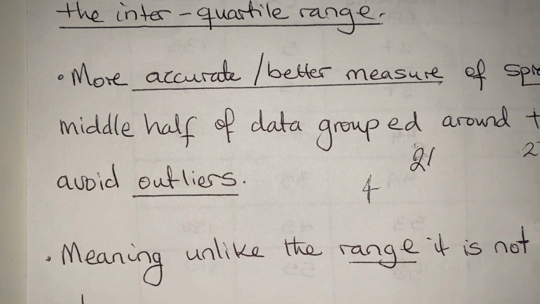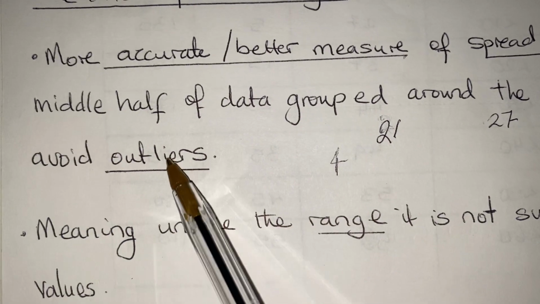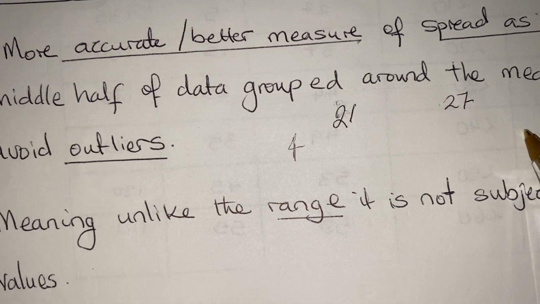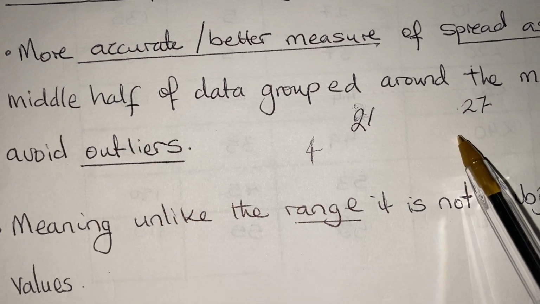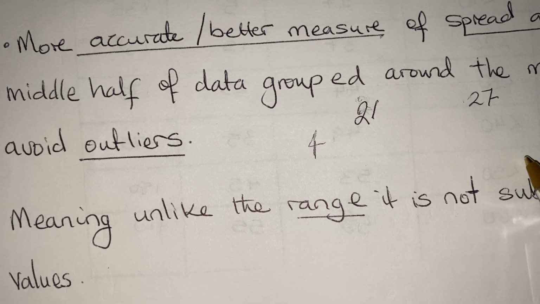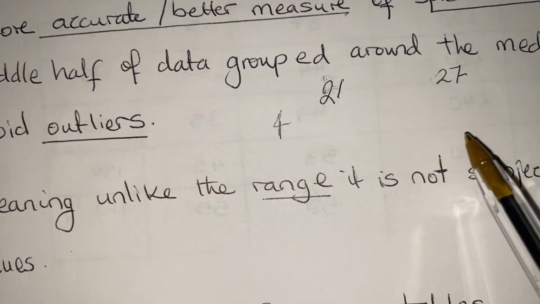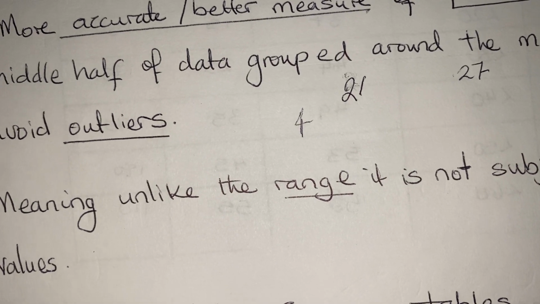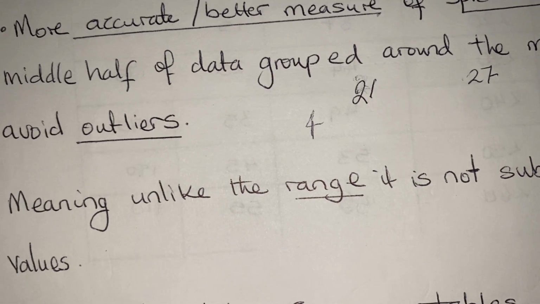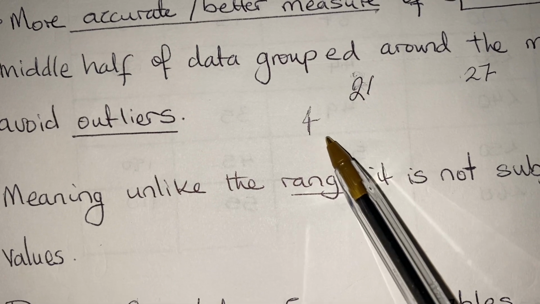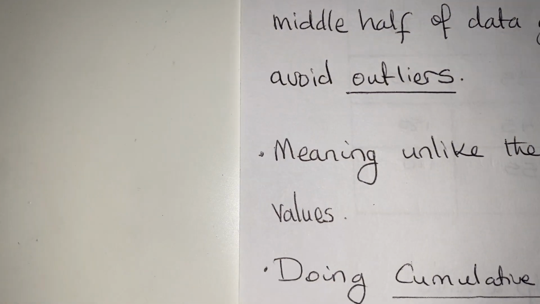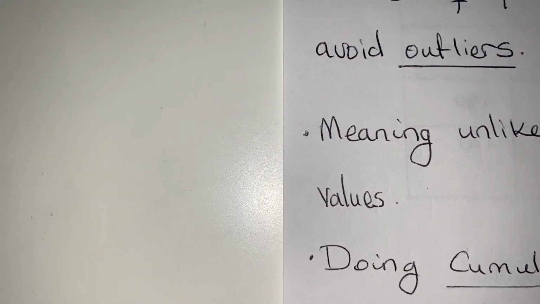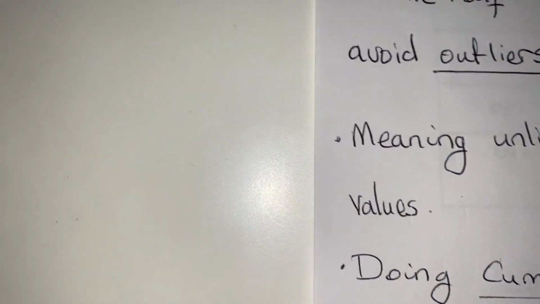But here, because of the outliers, when you draw a cumulative frequency curve, the median, the lower quartile and the upper quartile can help you make accurate decisions, whilst ignoring these outliers. Meaning, unlike the range, it is not subject to extreme values. Okay, that's what I've just told you.